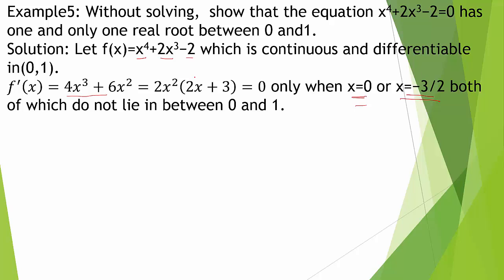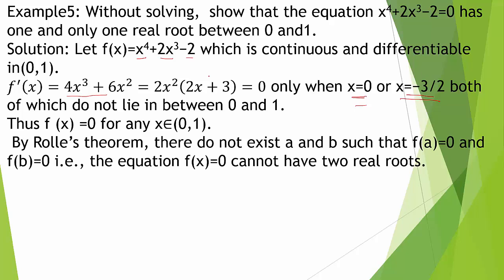because this term is 0 or this bracket equal to 0, both of which do not lie between 0 and 1. Both of these, 0 and minus 3 by 2, do not lie in the open interval (0, 1). Thus, f dash x is not equal to 0 for any x belonging to (0, 1). By Rolle's theorem, there do not exist a and b such that f of a equal to 0 and f of b equal to 0. That is, the equation f(x) equal to 0 cannot have two real roots.